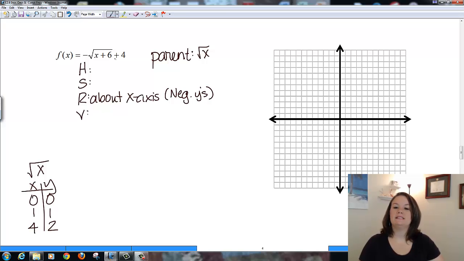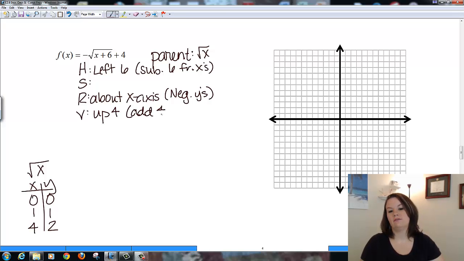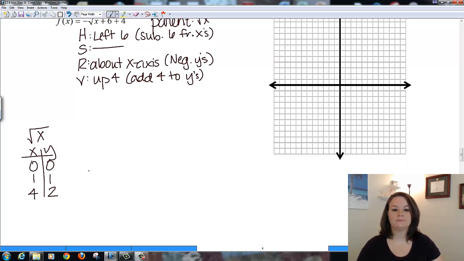I have a plus 6 inside the function, which is a horizontal shift, left 6. So I'm going to subtract 6 from my x's to move it to the left. And then the last thing I have is a plus 4 outside, which is a vertical shift up 4. Okay, so I'm going to add 4 to my y's. Okay, I don't have any multiplication, so I have no stretching. So I'm going to go ahead and make my table here.